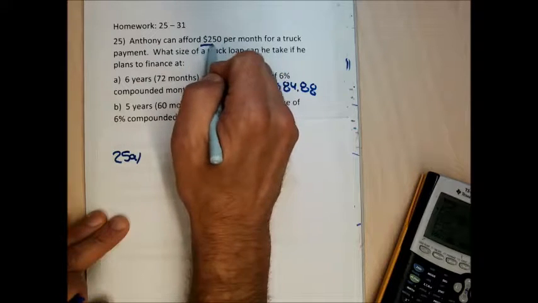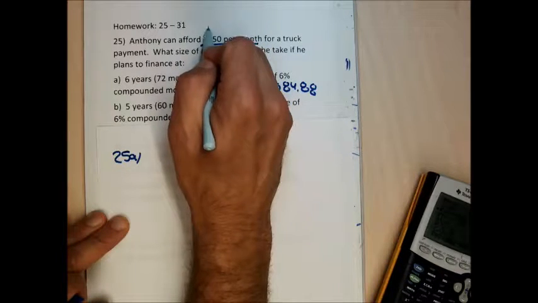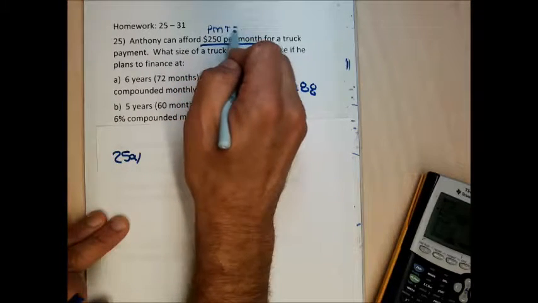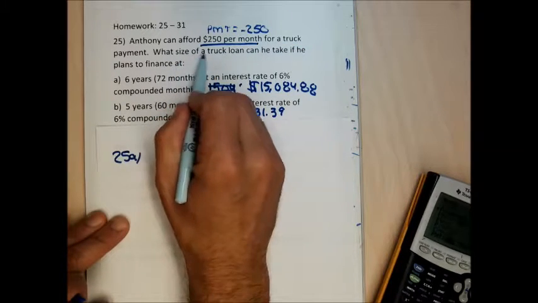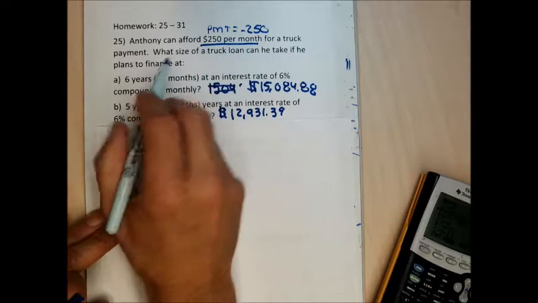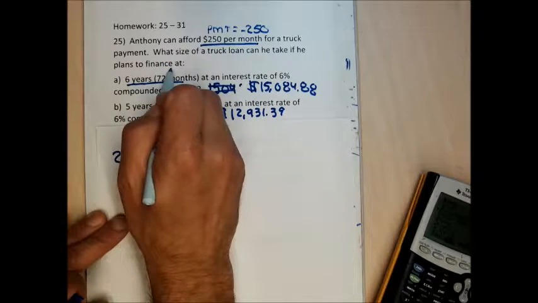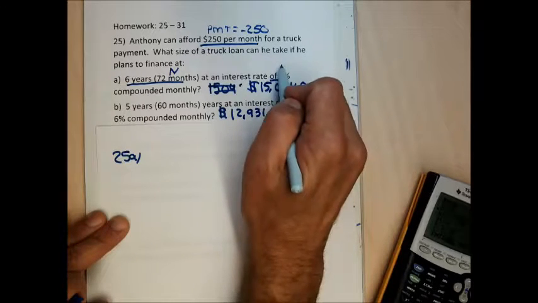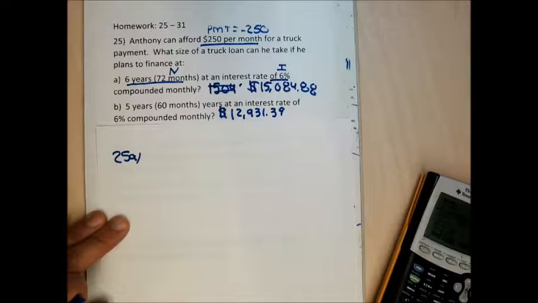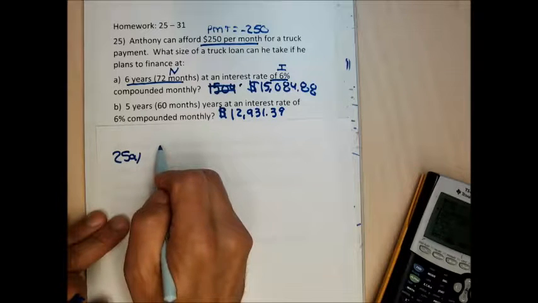Anthony can afford $250 a month for a truck. His PMT, because it's a payment, it needs to be negative, is going to be negative $250. What size truck loan can he take if for part A, it's for 6 years, so the N is 72. The interest rate, the I, is 6. I'm going to solve for PV. So for part A, let me start setting this up.